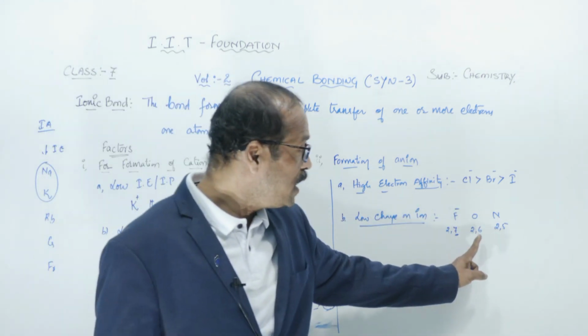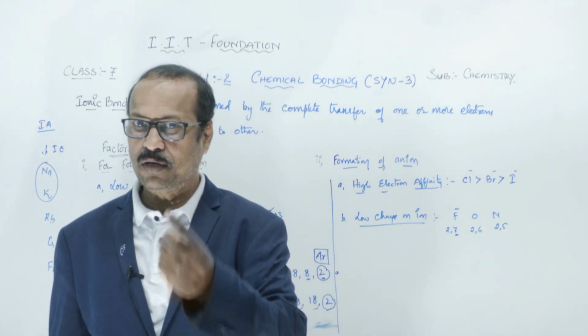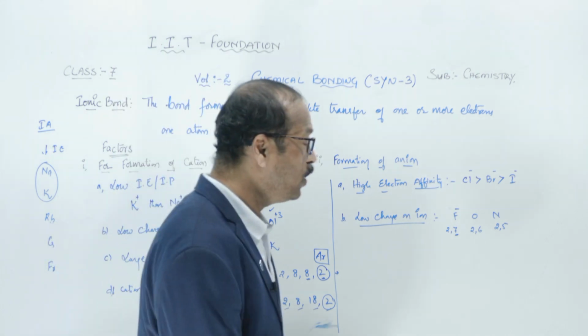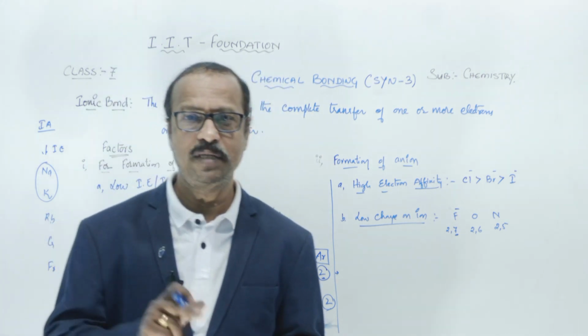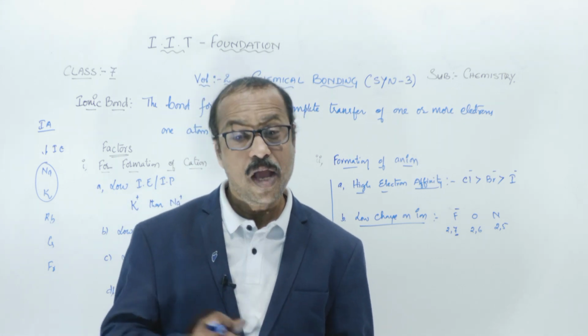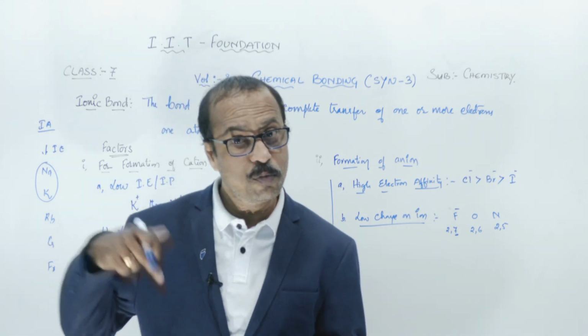But the thing is that oxygen has to take 2 electrons. How many electrons? 2 electrons. So if it takes 1 electron, it becomes negatively charged. See here, when it takes 1 electron, it becomes negatively charged. Now to attain stability, it has to take 1 more electron.